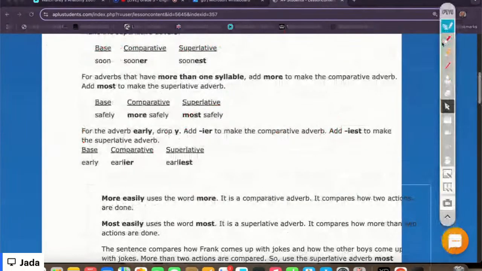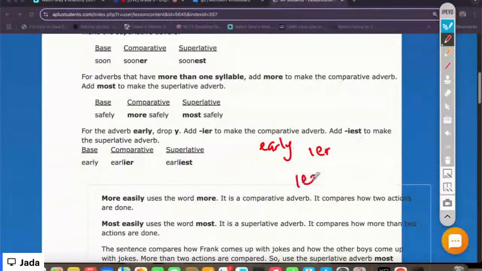Okay, and then moving on, for the adverb early, you can see that early ends with Y, right? So you can drop the Y and add IER to make the comparative and IEST to make the superlative. So for most adverbs that end with Y, you would drop the Y and make it I and then add either the comparative ending or the superlative ending. Okay.